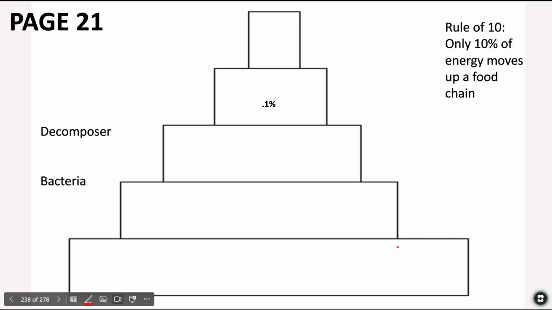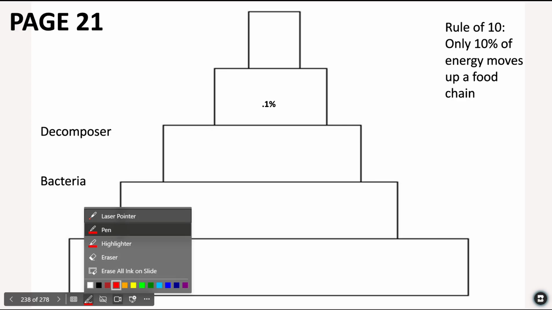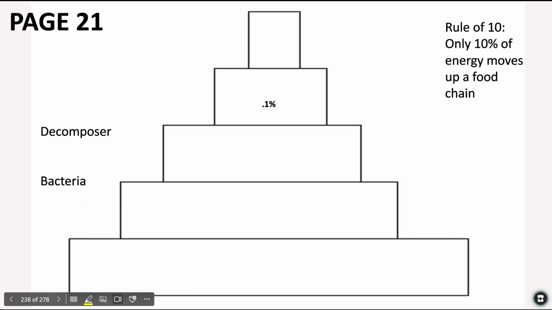So we called this, go ahead and write this on your notes here. We called this the rule of 10. The idea that only 10% of energy moves up a food chain. So the first level of our food chain is the producer level. They receive 100% of the energy. Think of this like a leaf.